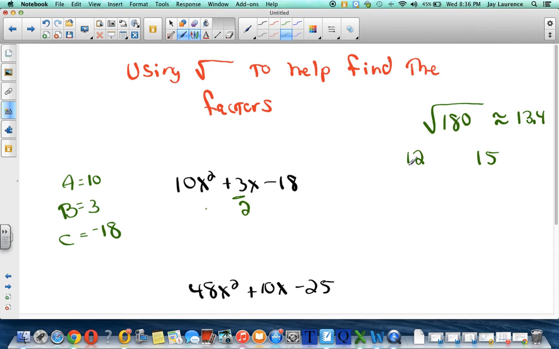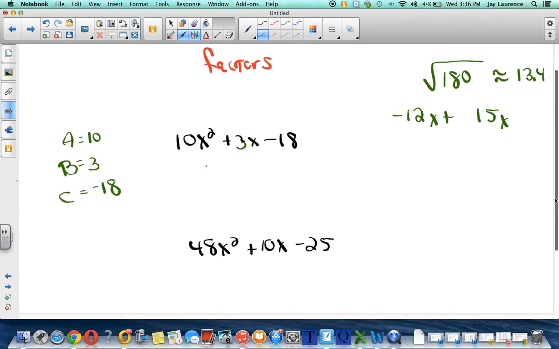Now, I want it to subtract, and I want to get a positive 3, so I'll need negative 12 plus 15, and there's the two factors that I'm going to use. Now, I'm not actually going to go and factor it. I'm just trying to demonstrate how I would use the square root to help me do a smarter form of guess and check instead of just randomly guessing.